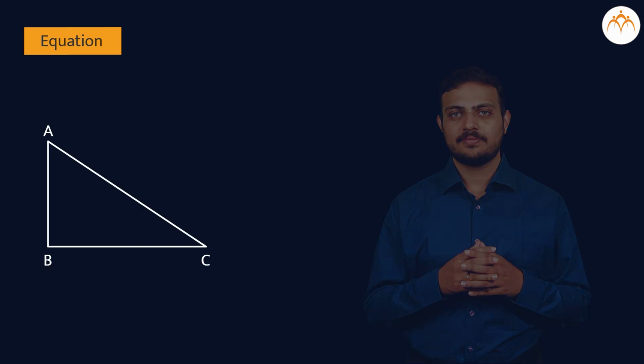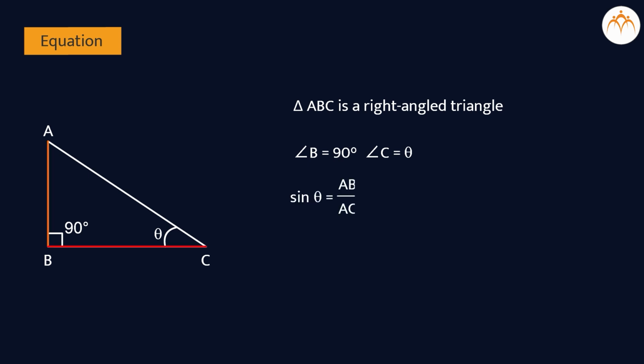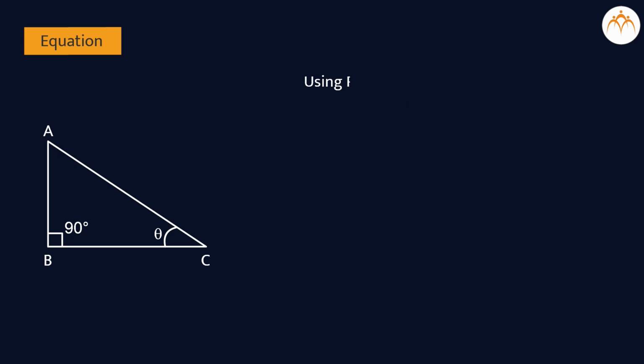We have learned about sine, cosine and tangent trigonometric ratios. Today, we will learn an important equation in trigonometry. Look at this diagram. Triangle ABC is a right angled triangle where angle B is 90 degree, angle C is equal to theta. Therefore, sin theta equal to AB upon AC. Statement 1. Cos theta equal to BC upon AC. Statement 2. Using Pythagoras theorem, AB square plus BC square is equal to AC square.